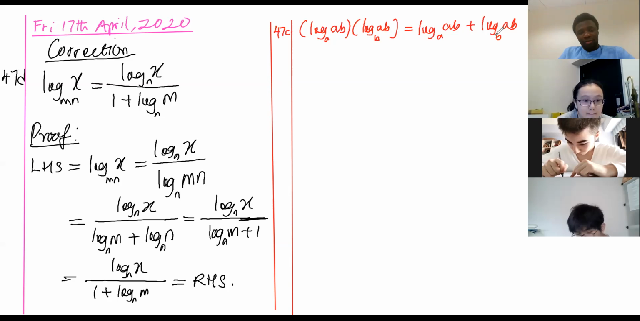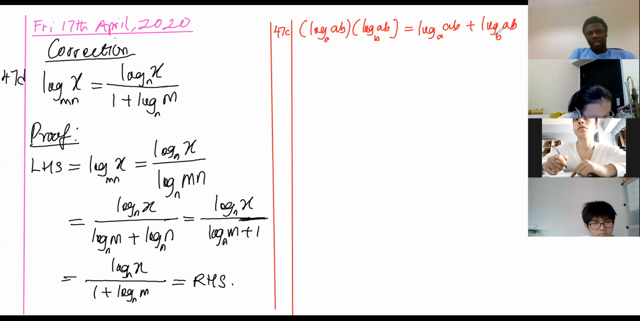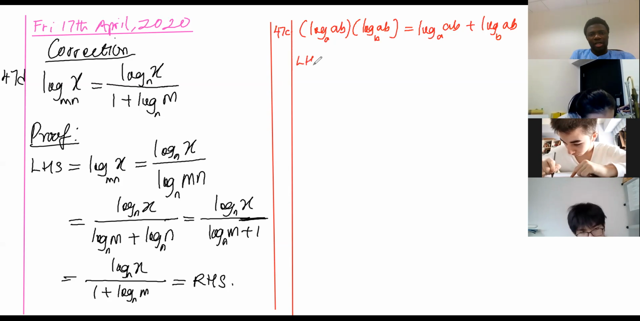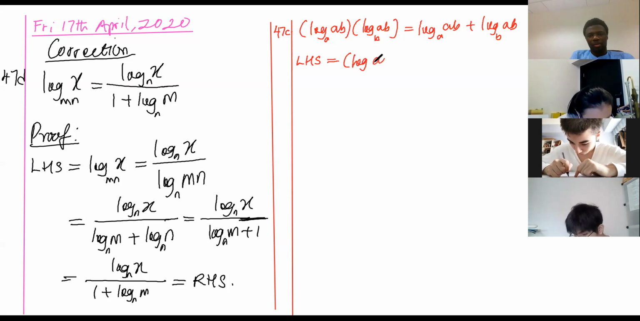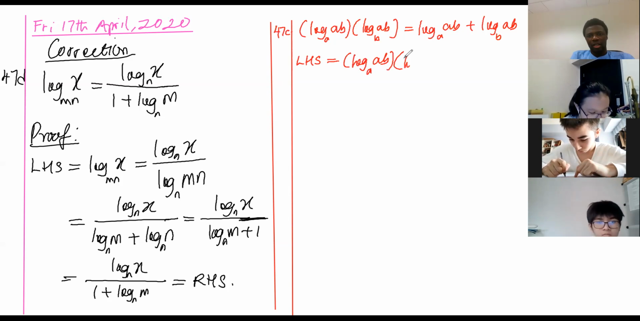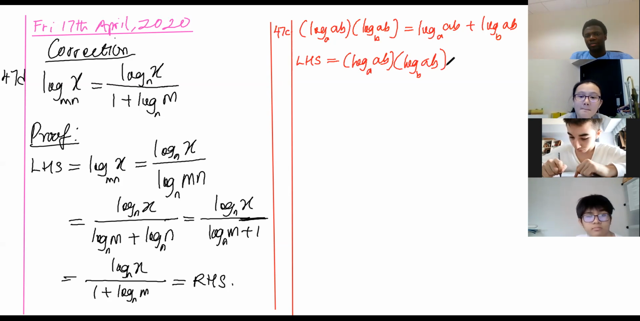So again, start from one and get the other. Let's check this out. We're going to say left-hand side. We can start from the left. I always start from the left, unless the situation is so difficult, then I start from the right. From the left, we have open brackets, log AB to base A, then another log AB to base B. What can anybody suggest we do first?